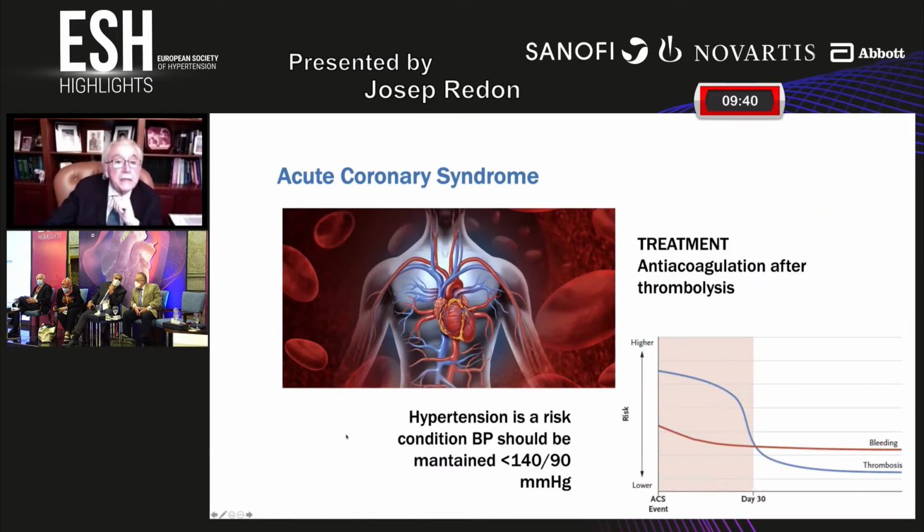What about acute coronary syndrome? In acute coronary syndrome, in the treatment after thrombolysis or anticoagulation, it needs to be considered that the bleeding risk starts at the beginning but is more prolonged than the risk of thrombosis. And in this case, I am not sure if going below 130 is the best condition, because otherwise you are maybe going to reduce the blood pressure too much.